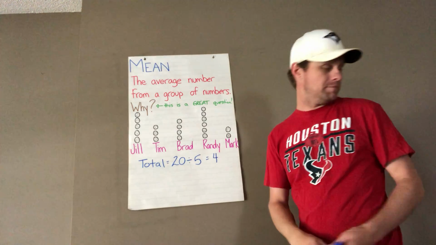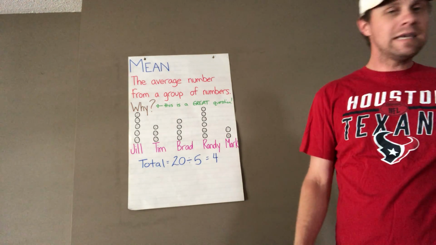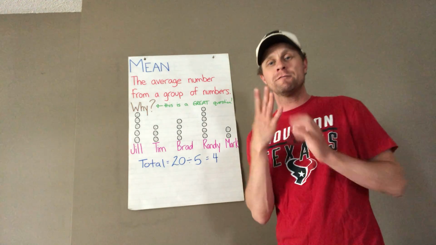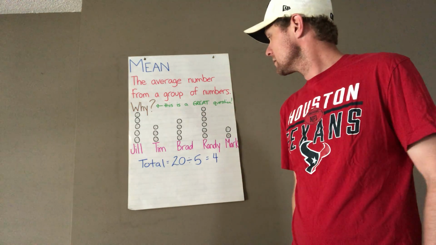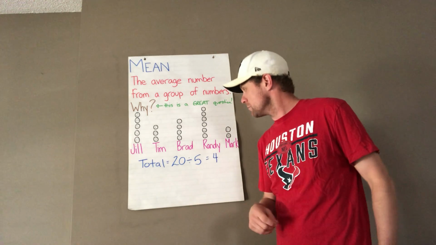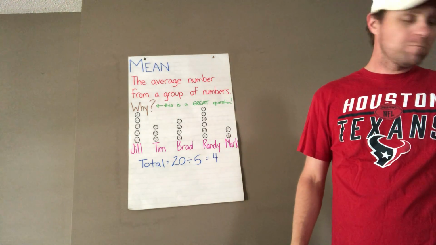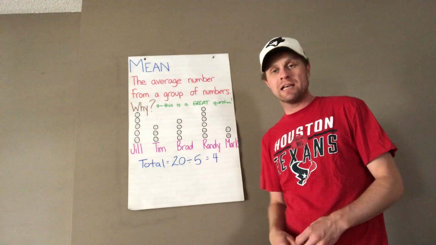Now what does this mean though? What does this mean? It means that on average, each person has 4 cookies. They look like they're chocolate chip, but the flavor doesn't really matter. So on average, each person has 4 cookies.